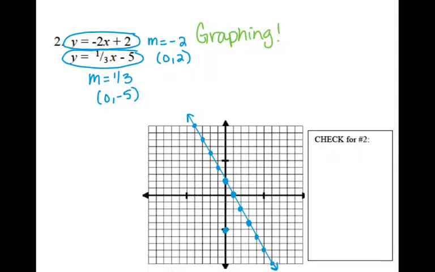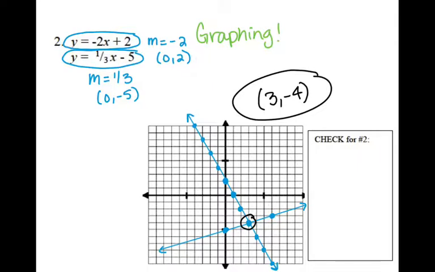And I've already found the intersection points, so I can go ahead and draw this line, and I can see where my two lines intersect, and that is going to be my solution. The ordered pair for that is (3, -4). Now once again, I do want you to check.